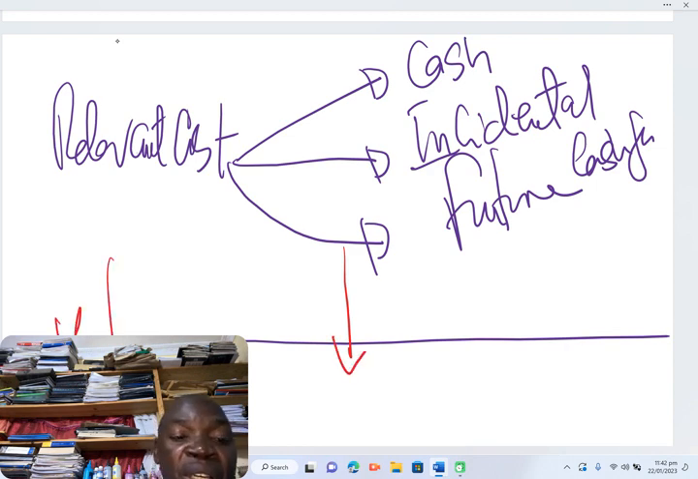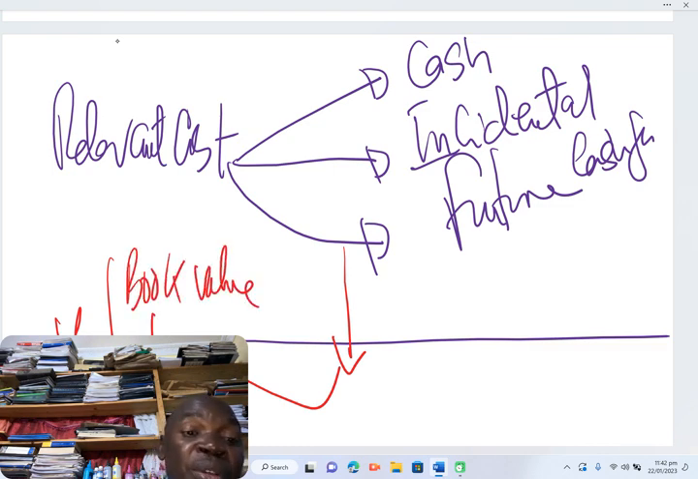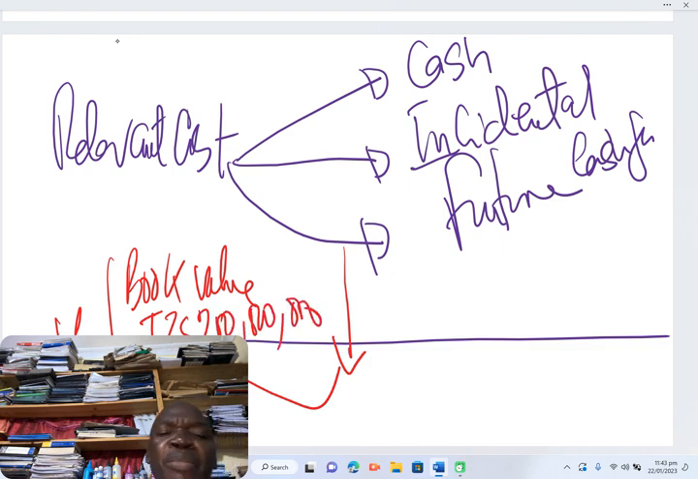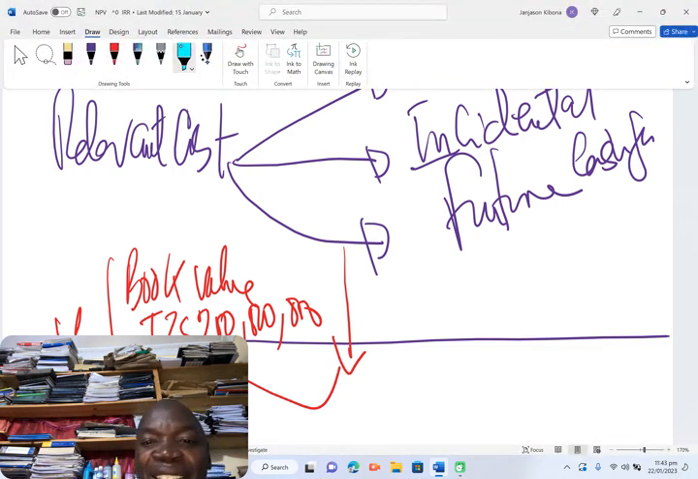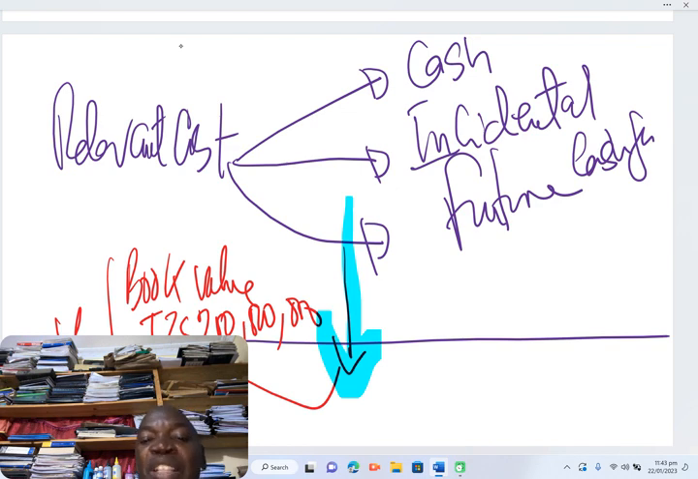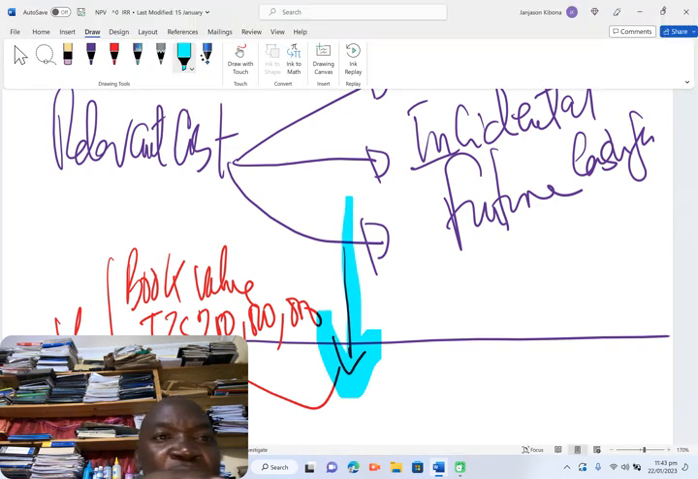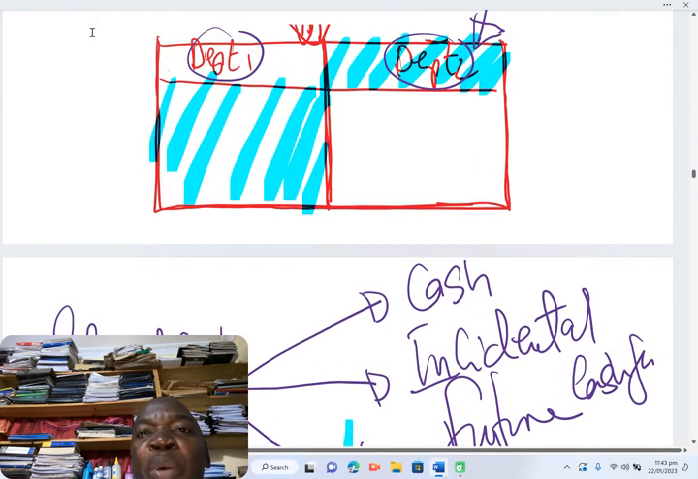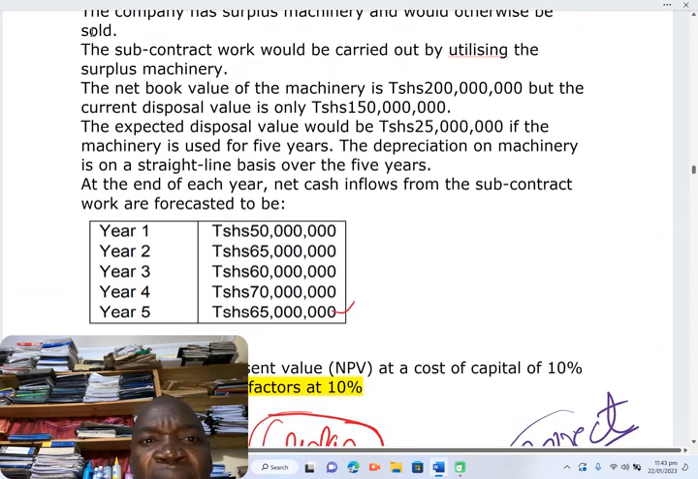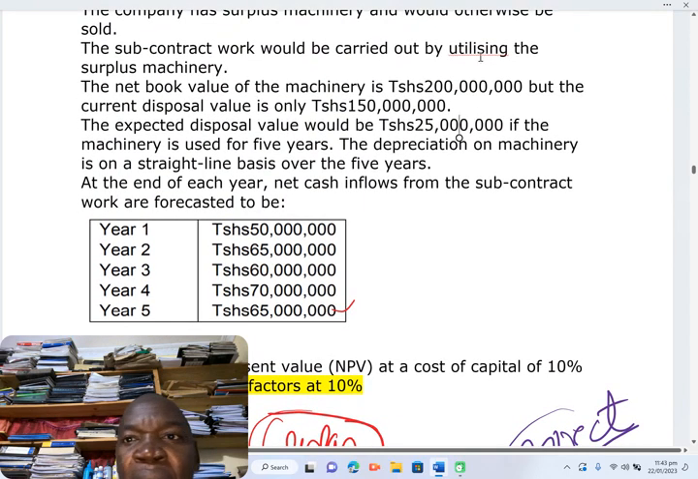From the note, the book value is TZS 200 million. This book value is ignored because it is talking about the past and not the future. Now, what's the future? The future and present. He's saying if we dispose of it somewhere, the current disposal value is only 150 million.